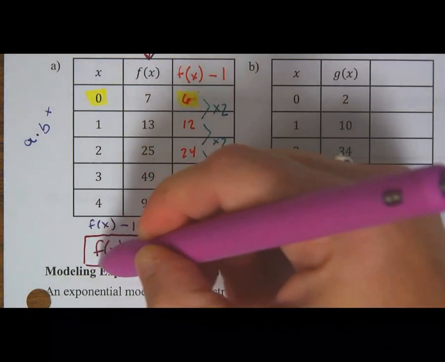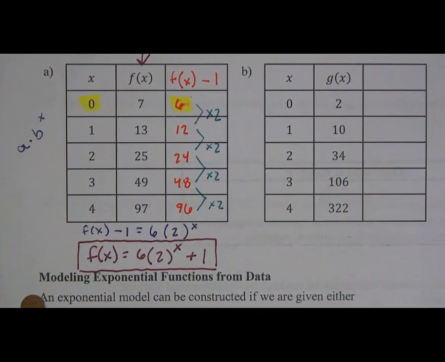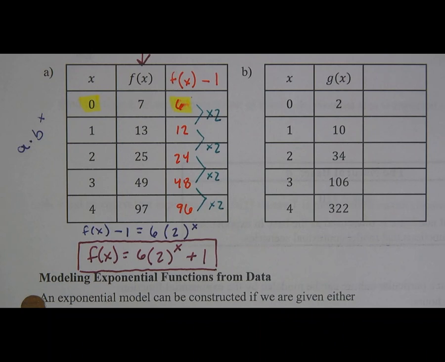That's our end result. That's the end game. That's what we're trying to do, is write a function model for f of x, the original function, the exponential function that was sitting there typed on the page.